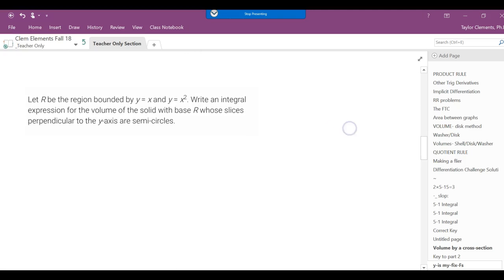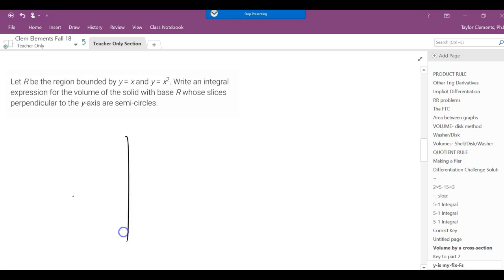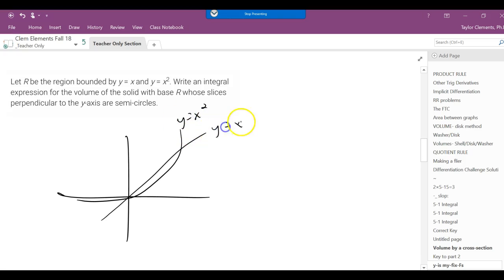Let's see. This is a rotation. No, expression. This is not rotation. So let's see. y equals x is like that, and y equals x squared is like this. And this one's y equals x. I got y equals x and y equals x squared. They cross at 1, 1, and it's 0, 0.